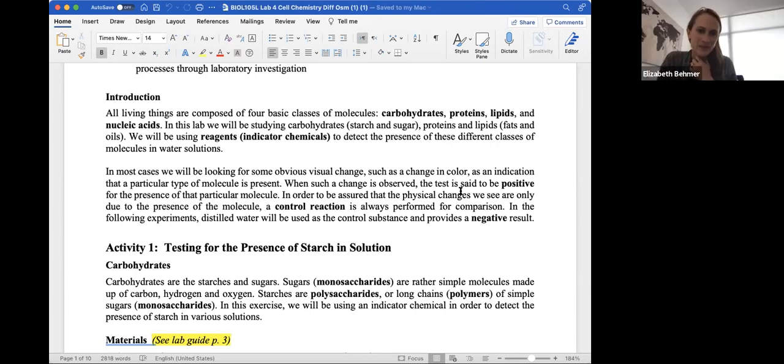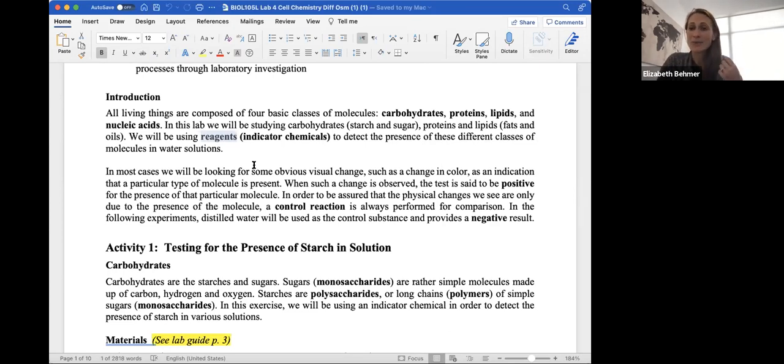Yeah. Okay. So that's really important. If you want to watch the videos, just download the PowerPoint. But this lab takes us through looking at the 4 basic classes of molecules, which are carbohydrates, proteins, lipids, and nucleic acids. And this lab uses what we call indicator chemicals or reagents to detect the presence of different classes of these molecules in water solution.